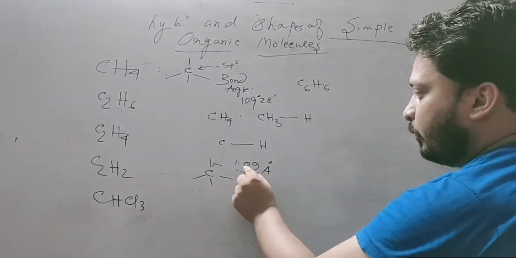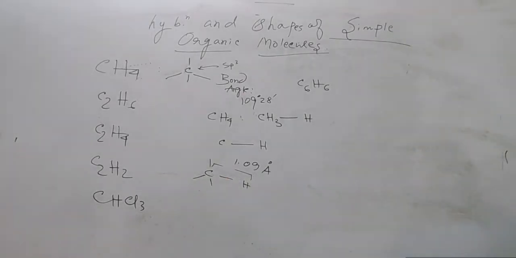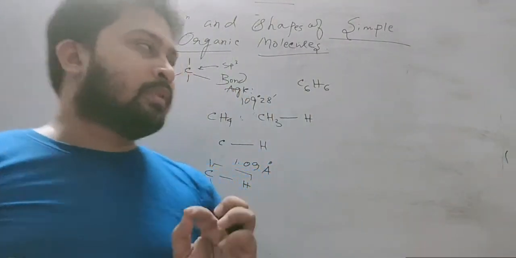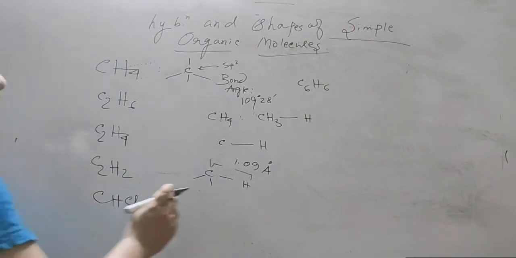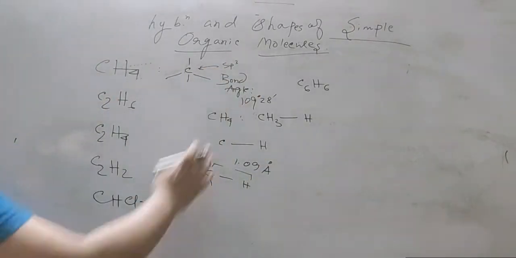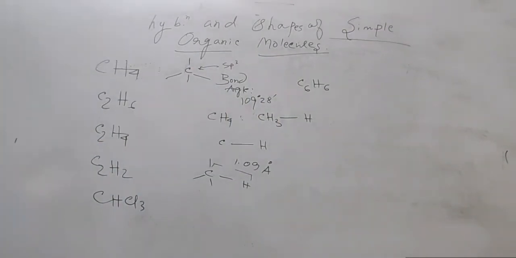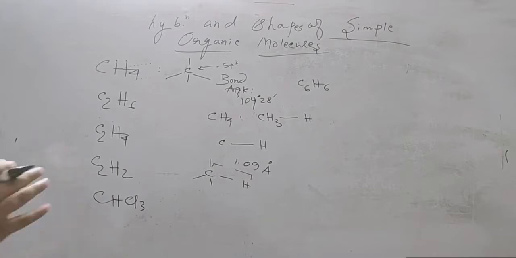What is it? 1.09 angstrom. The bond between carbon and hydrogen, 1.09 angstrom. Hybridization sp3, bond angle 109 degree 28 minute. Okay, and the energy of the bond.